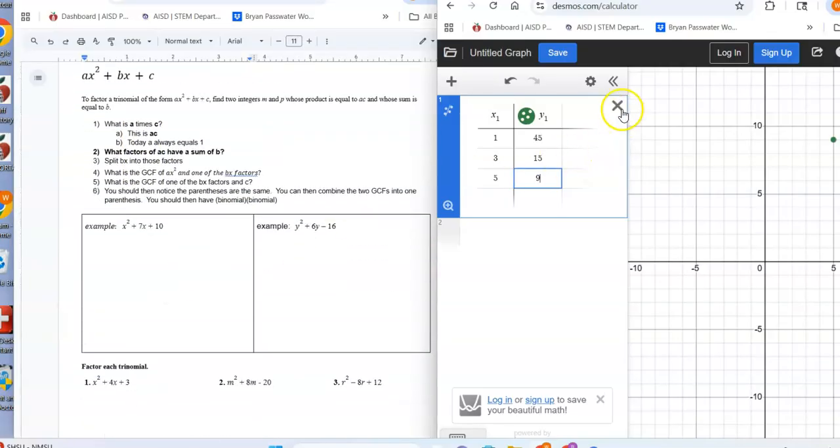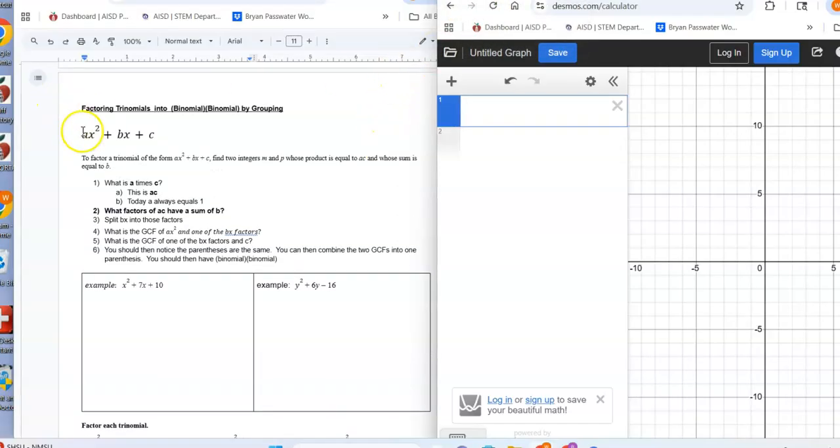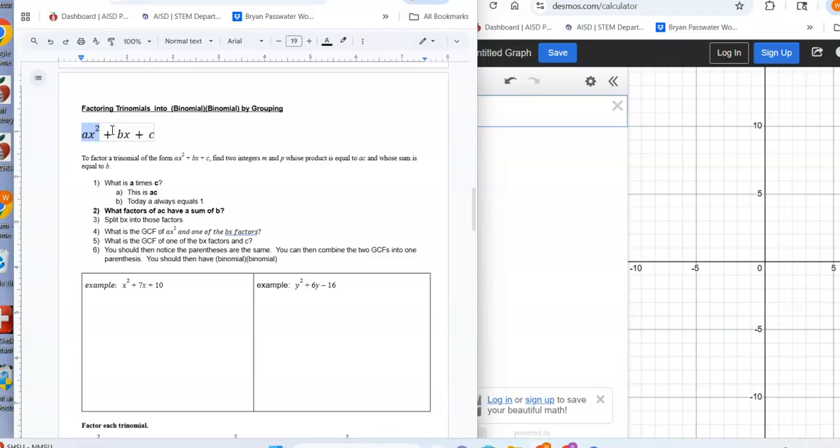All right, now let's get to the real goal of today, and that's your ability to factor trinomials. Trinomial means there are three things: ax squared, bx, and c. That is three things. So to factor a trinomial in the form of ax squared plus bx plus c, find two integers.